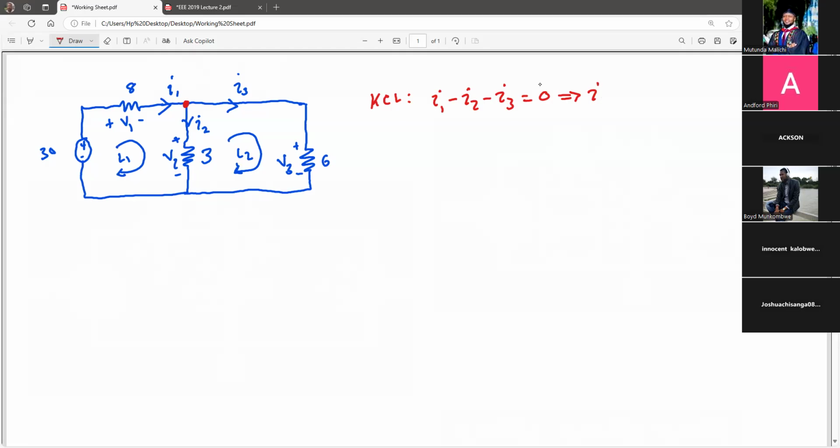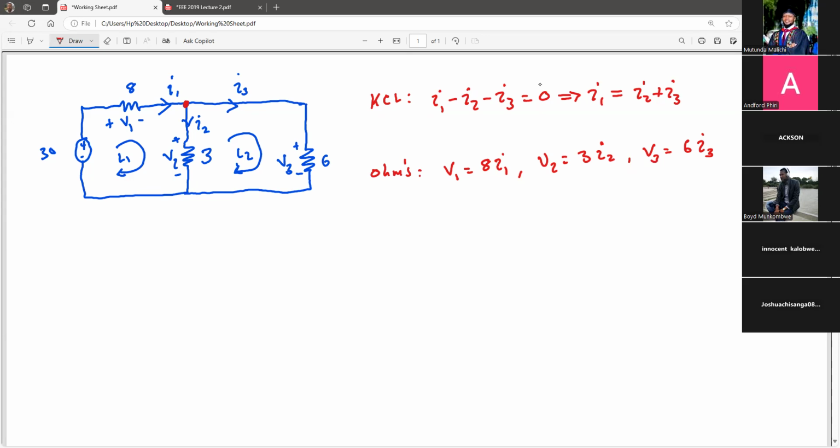Ohm's law states that V1 would be equal to 8 I1, V2 is equal to 3 I2, and V3 should be equal to 6 I3. That's from Ohm's law. But we still can't solve the way it is. We have the one equation from KCL and those expressions for the voltages, and we still can't determine anything from them.